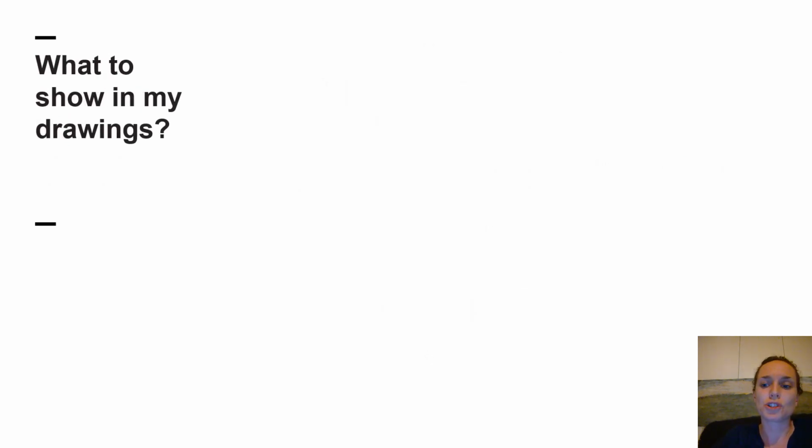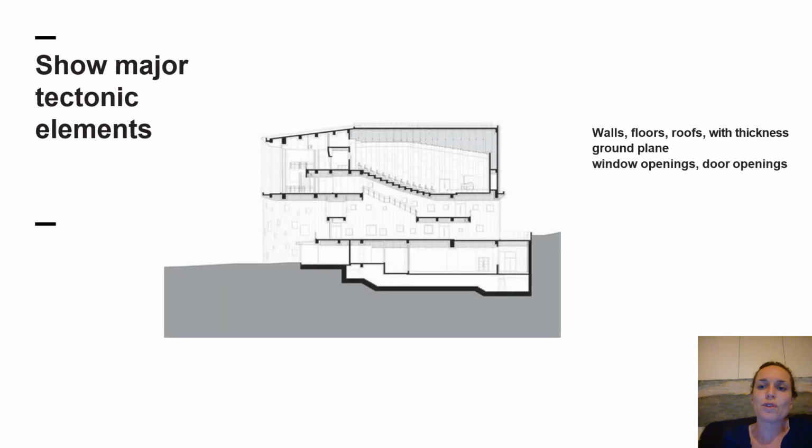So what do you need to show in the actual drawings? I know this is a common question that comes up. Let's go through this. First of all, think about the major tectonic elements, and these are the major physical elements that might start to compose a building. So that generally means we need to always show walls, floors, and roofs, all with thicknesses. None of these elements should just be a single line. They should have a thickness, because in reality those materials have a thickness and a depth.